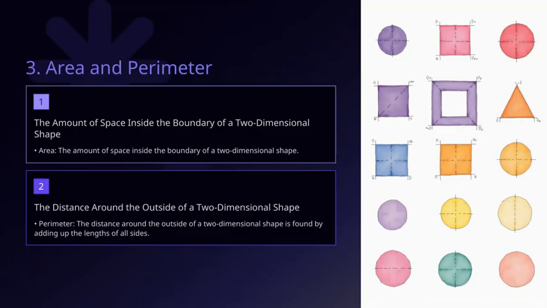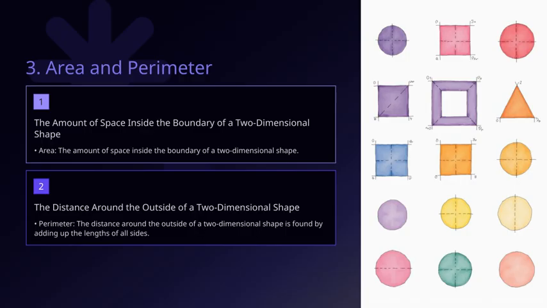Let's talk about area and perimeter, which are fundamental concepts when working with two-dimensional shapes. First, area is all about measuring the amount of space inside the boundary of a shape. Think of it as the surface you could cover with paint or tile. It's a way to understand how much space a shape actually takes up.